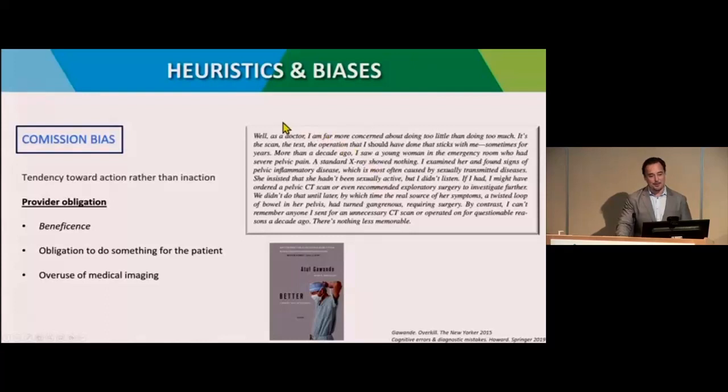He gives an example, and if you read through this clinical example, he gives an example of a patient that he saw in the emergency room. She presented with abdominal pain. He thought that it was more consistent with sexually transmitted disease, and didn't order a CT of the abdomen. As it turned out, she had an incarcerated bowel, turned gangrenous, required surgery. And he made a very interesting observation.